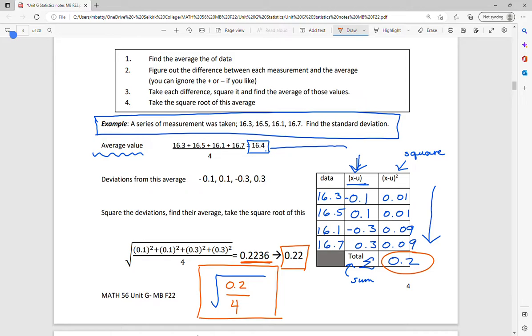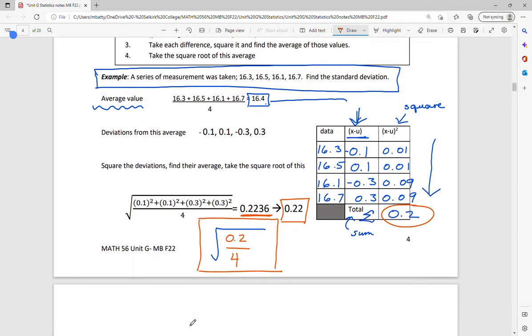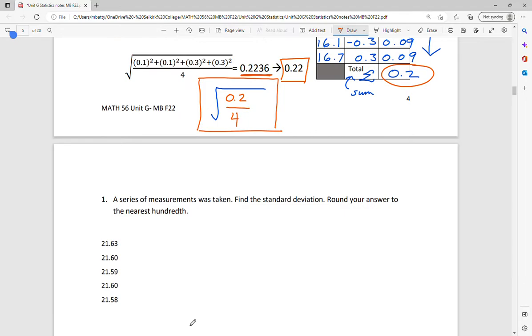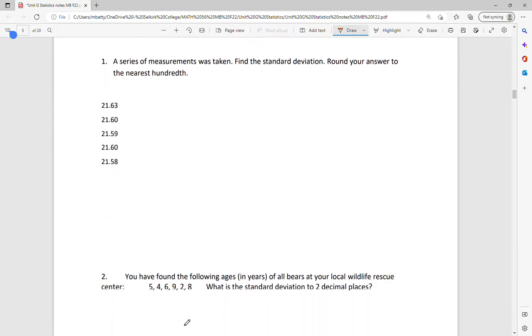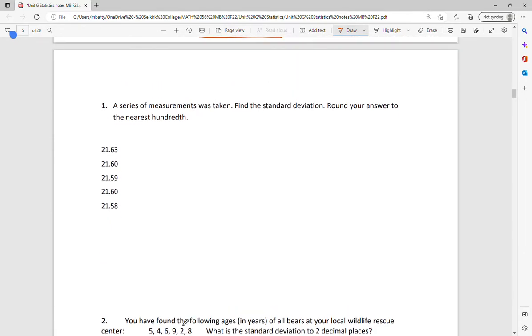These ones take a little bit of practice. I do think that the chart is a sanity saver. What I put the orange box around there is really what I do on my calculator.